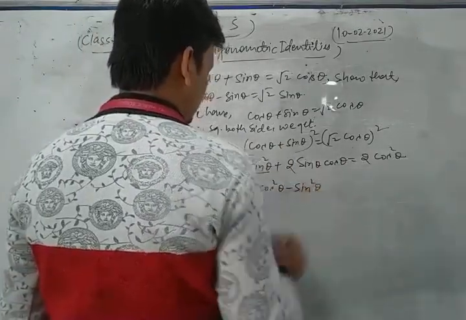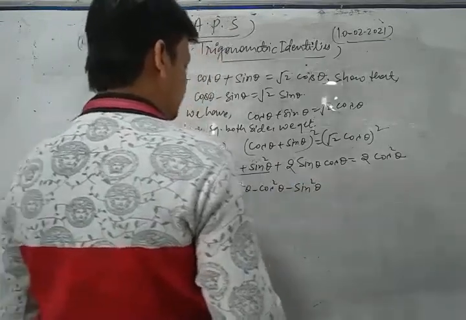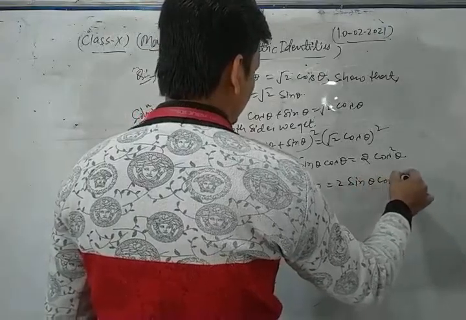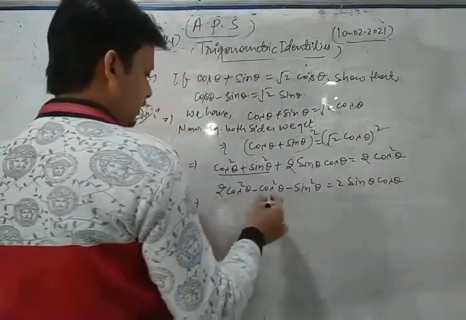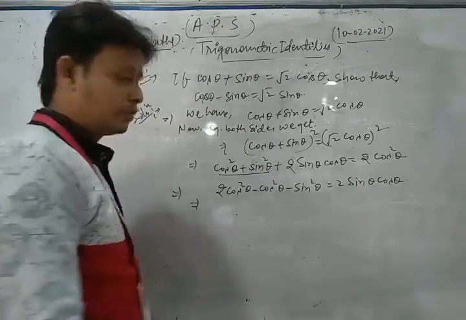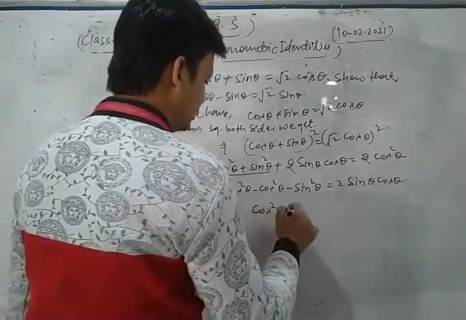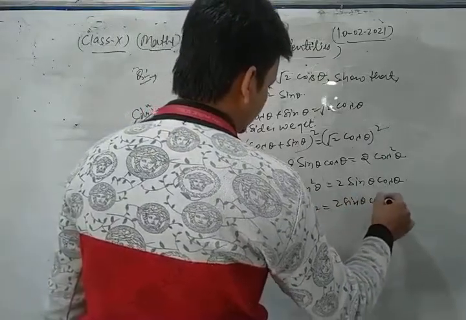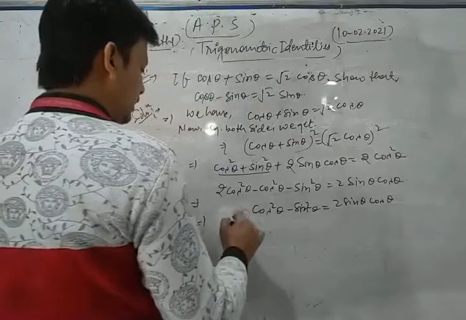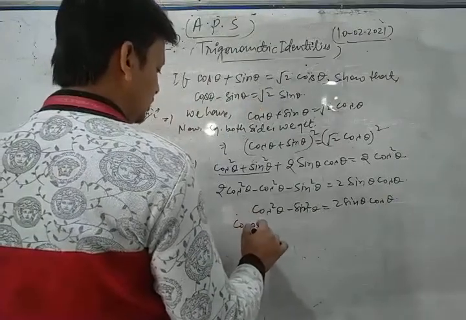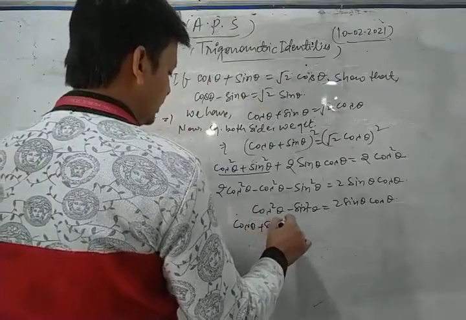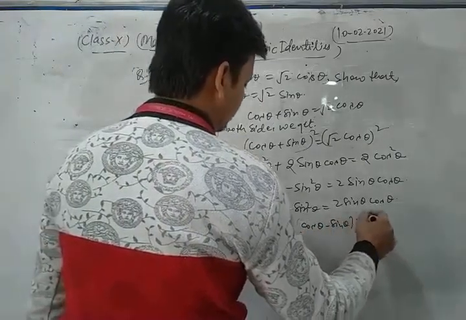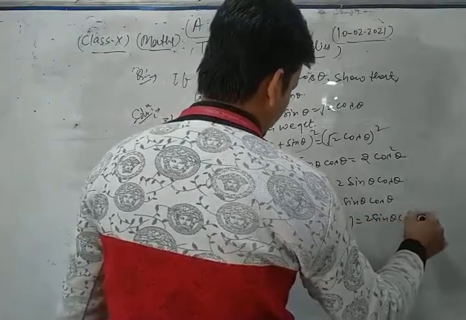is equal to 2 sin theta into cos theta. Here, 2 cos square theta minus cos square theta is cos square theta, and minus sin square theta, is equal to 2 sin theta into cos theta. Thus we write a plus b into a minus b: cos theta plus sin theta into cos theta minus sin theta is equal to 2 sin theta into cos theta.